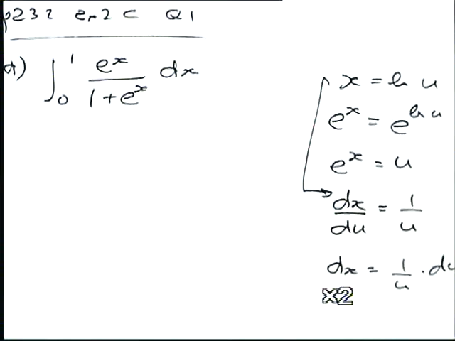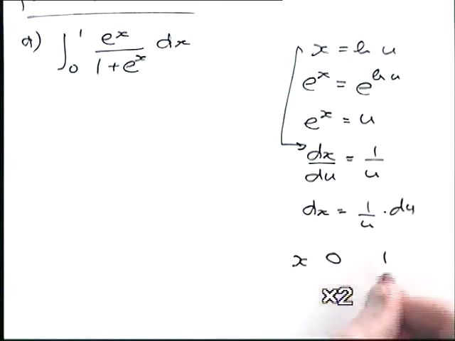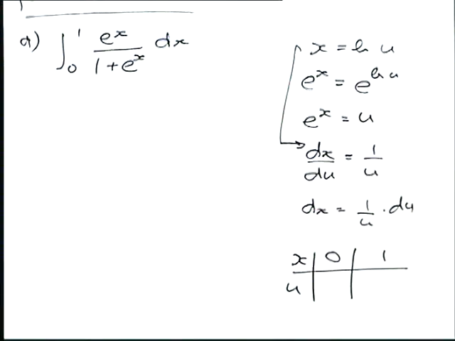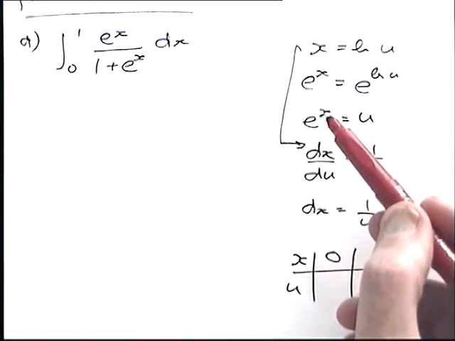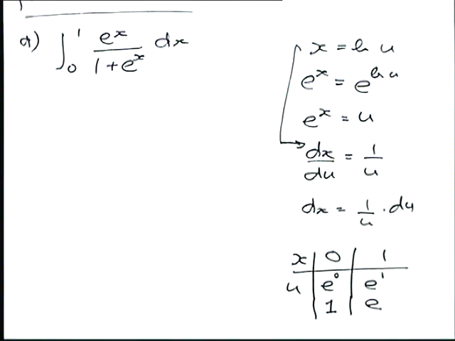The other thing I've got here is limits. I've got some x numbers, 0 and 1, which are limits which need to be changed to u numbers. How do I get u? I get u by doing e to the x. So here u will be e to the x number. Here u will be e to the x number. Well, what is e to the power of 0? 1. Anything to the power of 0 is 1. What is e to the power of 1? E. Anything to the power of 1 is itself. So before we go and do the substitution, we should be doing that first of all.